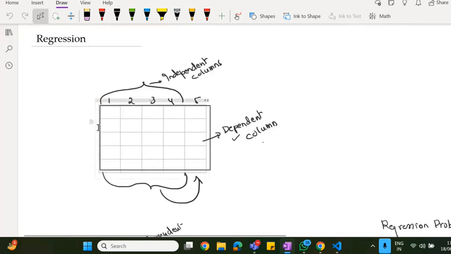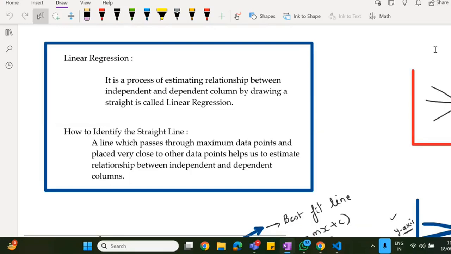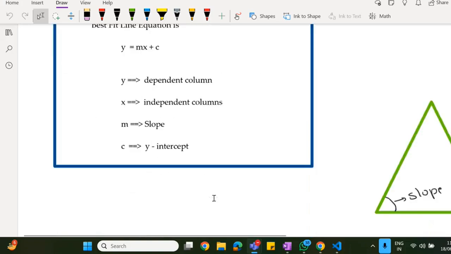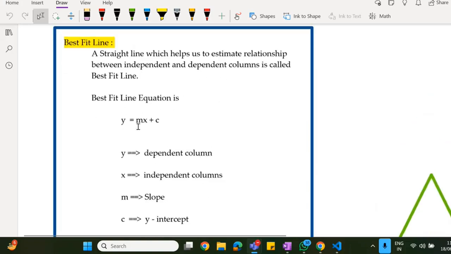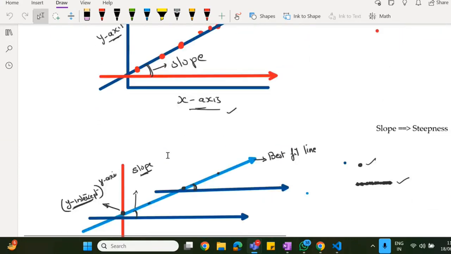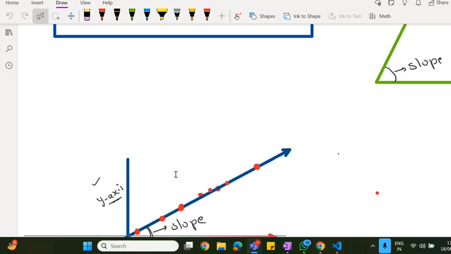Okay, now we have started with our regression analysis, and I explained what linear regression is, how to identify the straight line, and what the best fit line is, which helps us estimate the relationship between the independent and dependent columns. The equation of this straight line is y = mx + c, where m is the slope and c is the y-intercept.